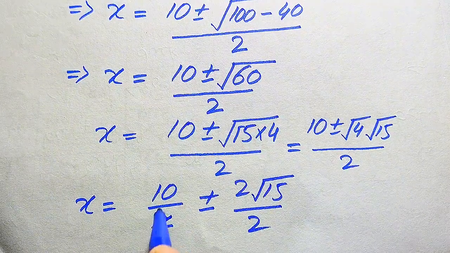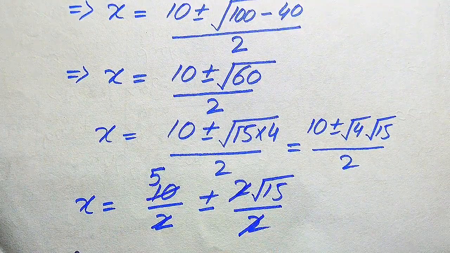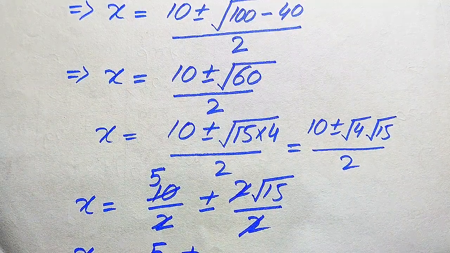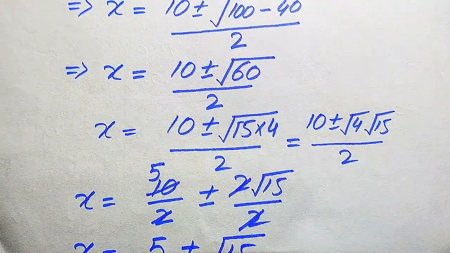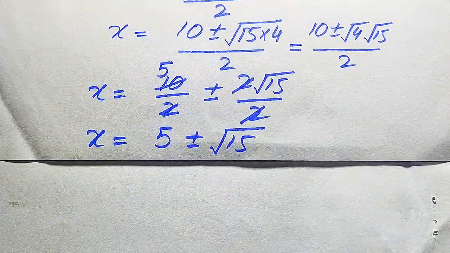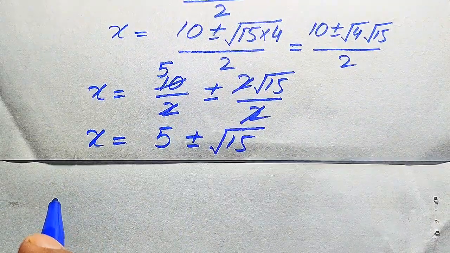And further in the next step, you see here this is 2 times 5 becomes 10. This 2 is cancelled out by this 2, and we will get here our x is equal to 5 plus minus square root of 15. So these are the two values of x. And now from these two values of x, we will get the corresponding values of y.